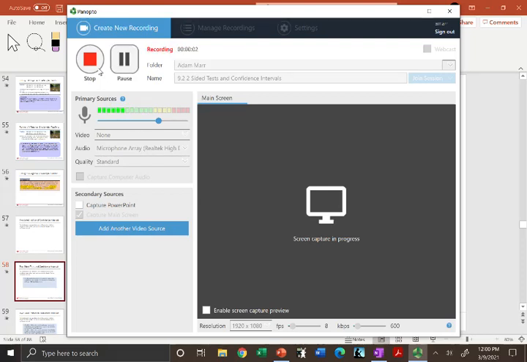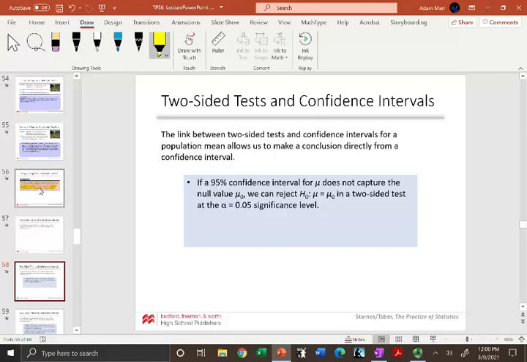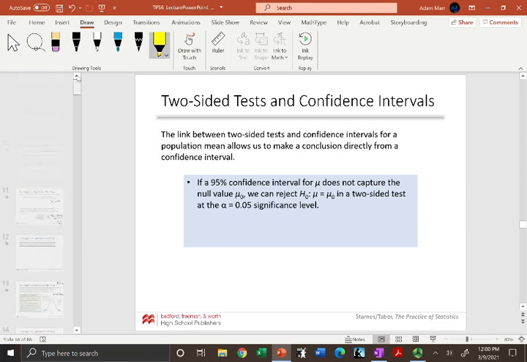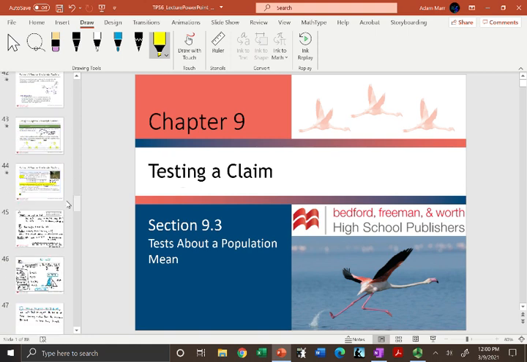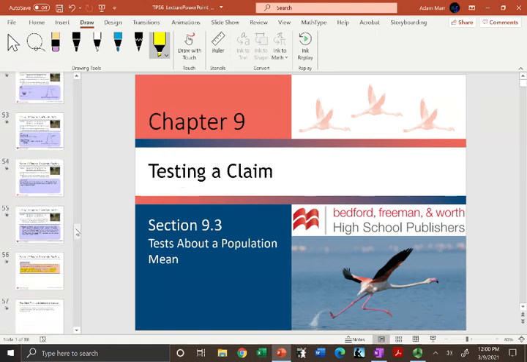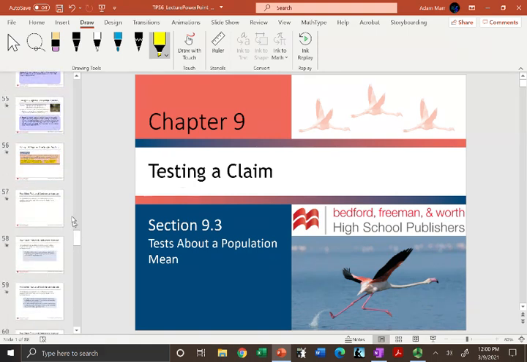Hope all is well. Just wanted to do some more of 9.2 right now. Sorry, 9.3 rather is what we're at right now. And remember, this whole lesson is all about testing a claim. It tests about a population mean. Once again, it's a one sample t-test for mu.